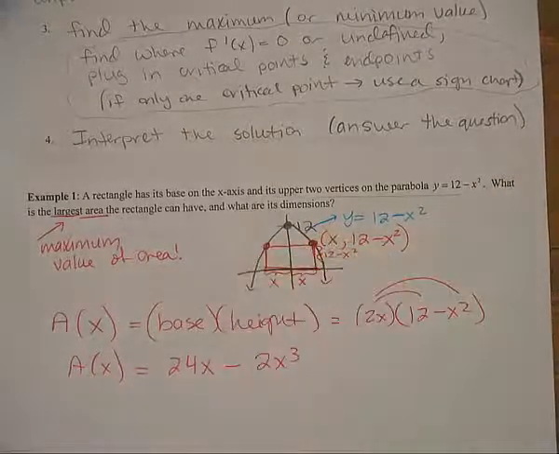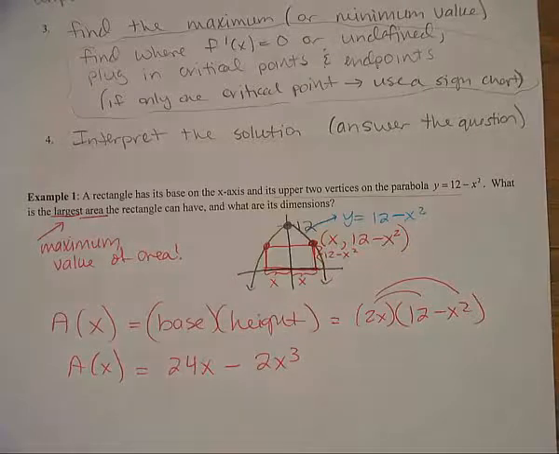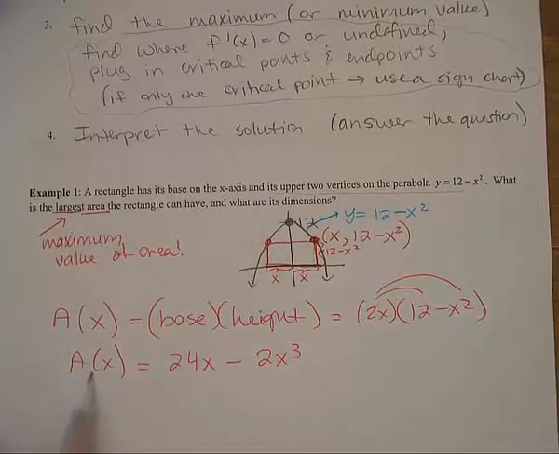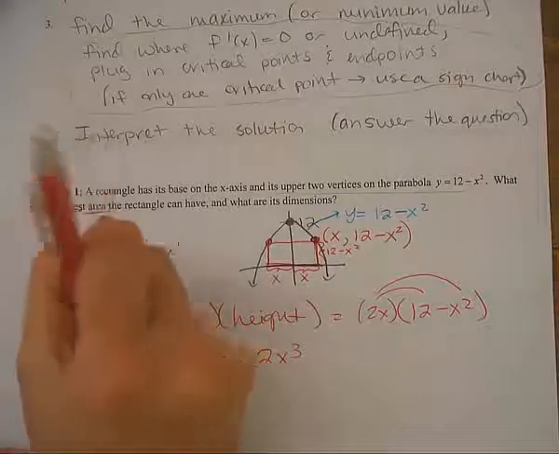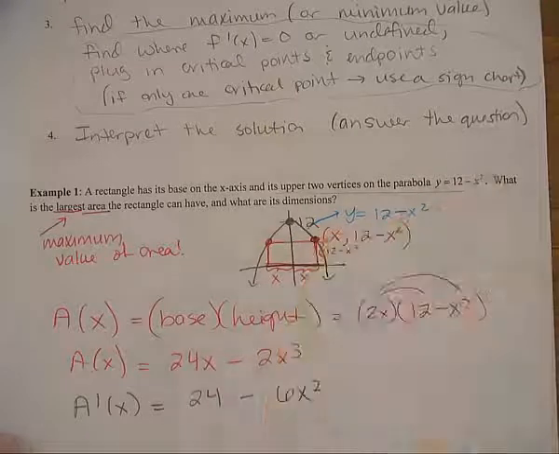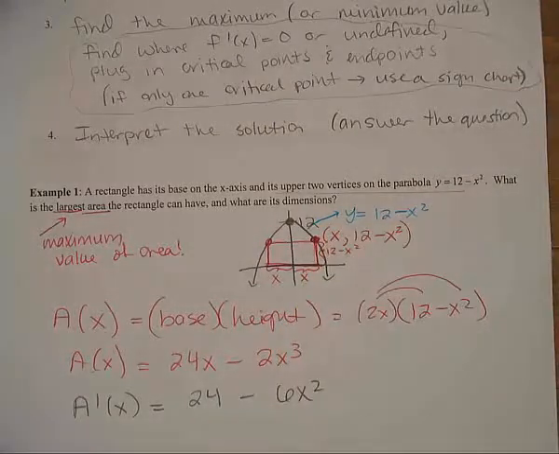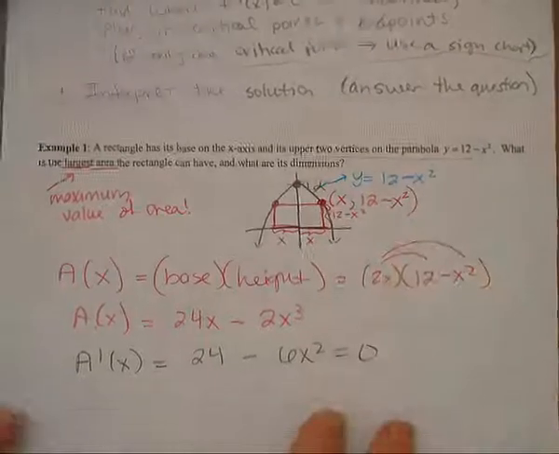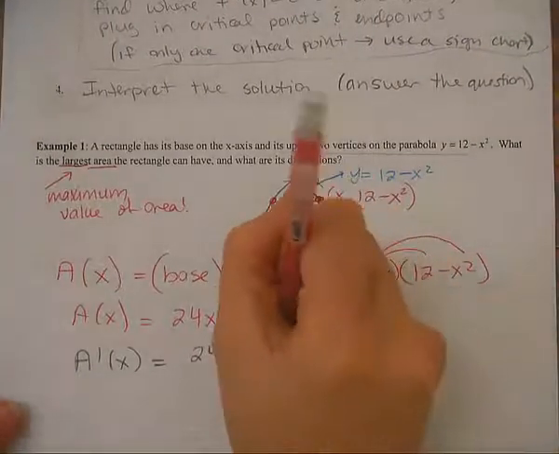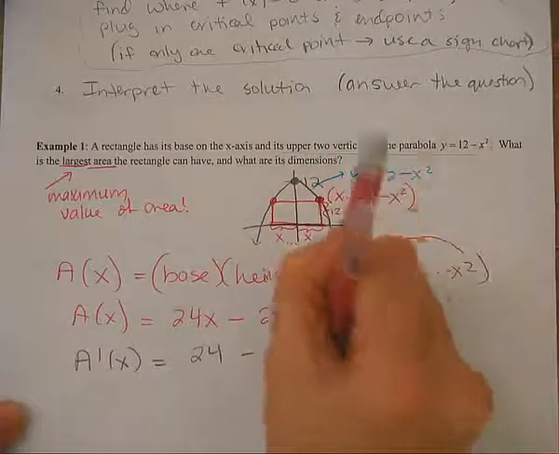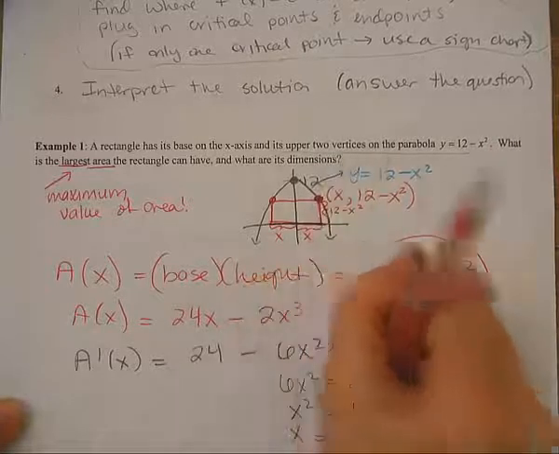All right, now we need to find the largest area. That means I need to find a maximum value of A. To find the maximum value of A, I'm going to find where the derivative equals 0. And the derivative of this area is 24 minus 6x squared. So I'm going to set that equal to 0 and solve for x. So I'm going to get 6x squared equals 24, x squared equals 4. So x is going to be either positive or negative 2.